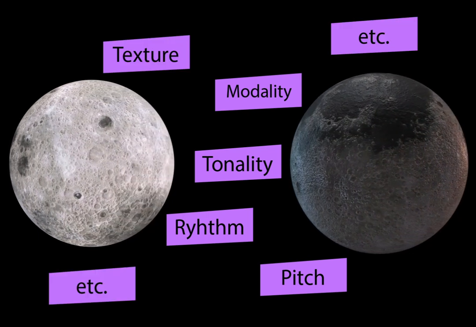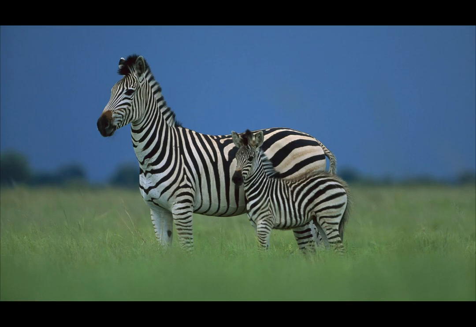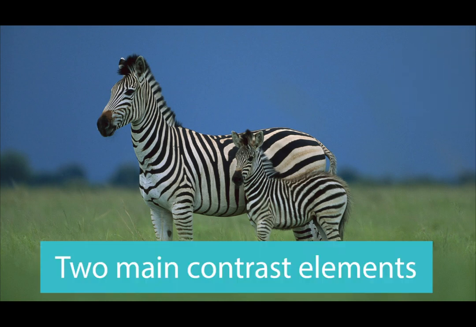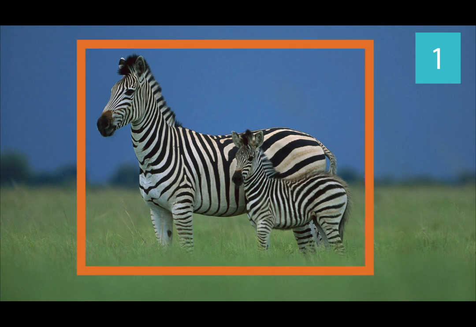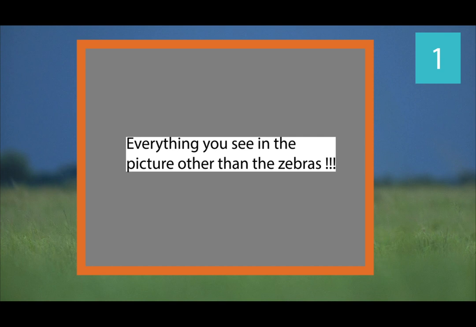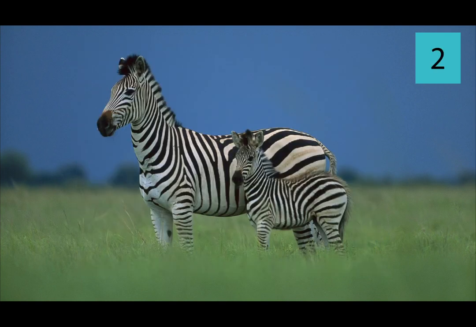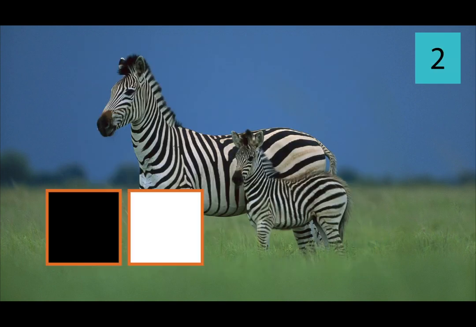Now let's talk about contrast. Take a look at this picture. Why is this picture so striking to the eye? Other than the cuteness, of course. Mainly because of the two main contrast elements. One is the sharp, beautiful contrast between the color of the zebras and the green-blue scenery in the background, and the other is the striking black and white stripes on the zebras themselves.